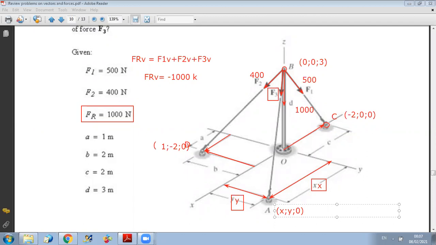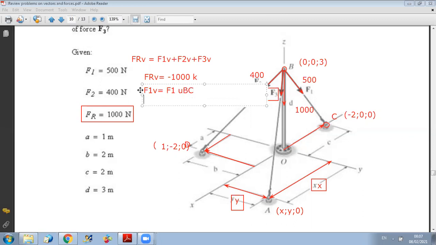Okay? So now we should find 3 unit vectors: the unit vector of F1, the unit vector of F2, and the unit vector of F3. Okay? And then for each vector, let us start with F1. If I want to write F1 as a vector, F1 as a vector is equal to F1 magnitude times the unit vector of BC. Okay?